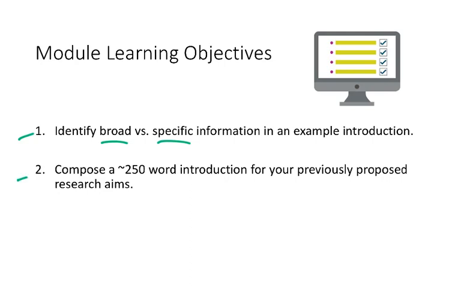And the second learning objective for this module is, again, a more applied focus. We're trying to prepare you to write your own proposal. So that second learning objective is that you'll be able to compose a roughly 250-word introduction for your previously proposed research aims. So we're building each week, putting in this next step to build towards that final end goal. And in this week, we'll build on what we've done before to write that introduction.